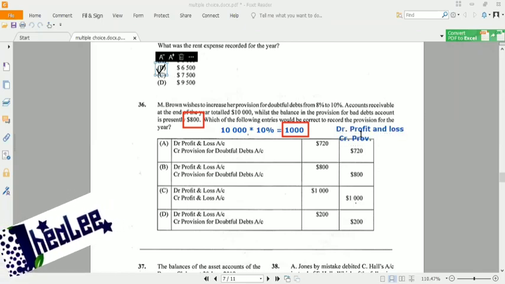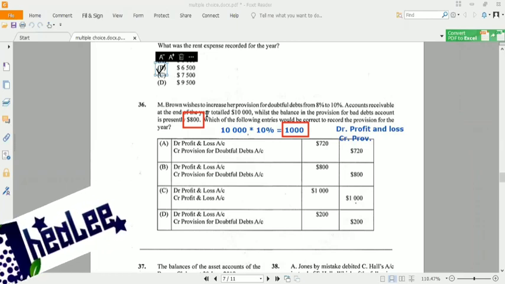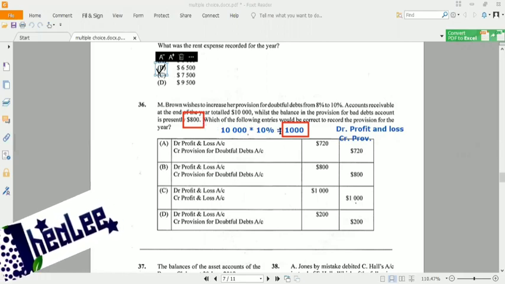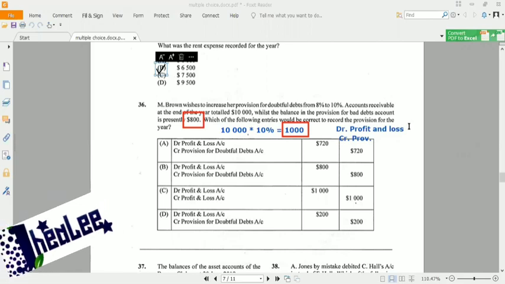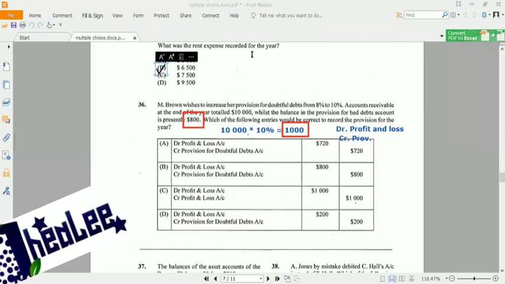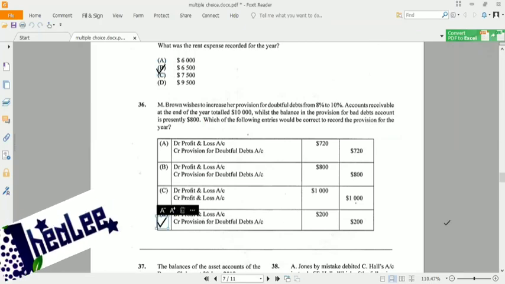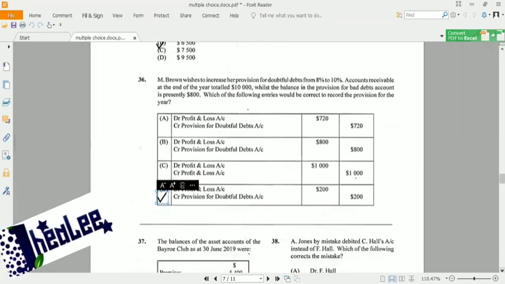Now, in doing that, you use the difference. Don't forget you are going to use the difference. So the difference between the 1,000 and the 800, because there is an increase, we are going to record that 200 by debiting our profit and loss account and crediting our provisions account. And which one is the response? D. Good. So the response there is D. So you have to learn how to analyze the questions and interpret them when you get them.